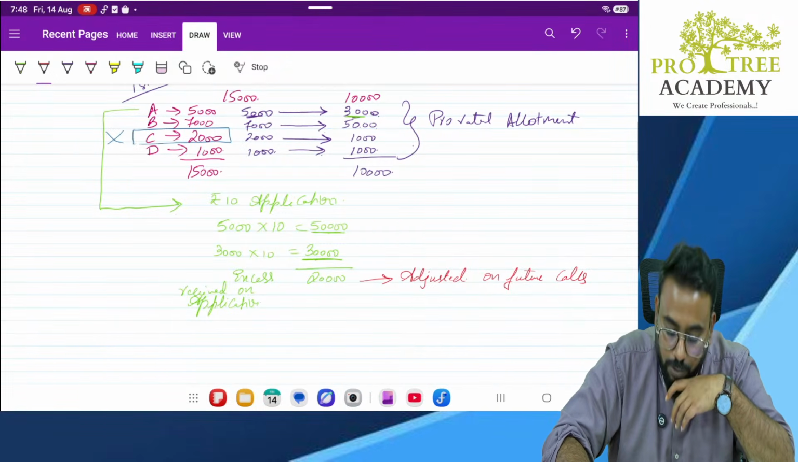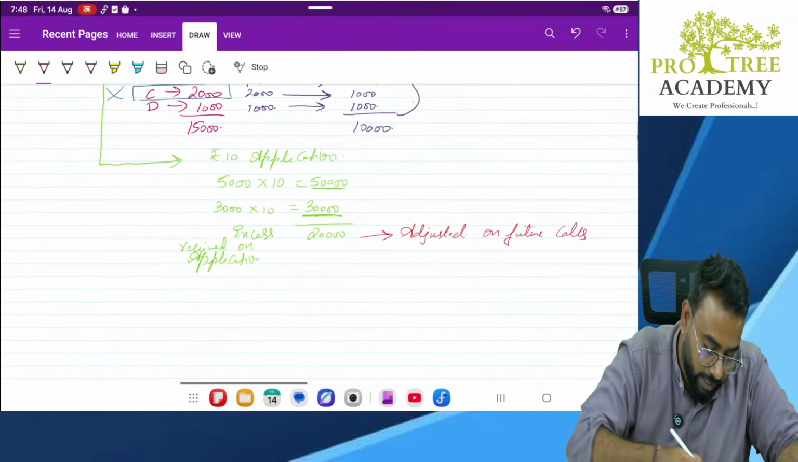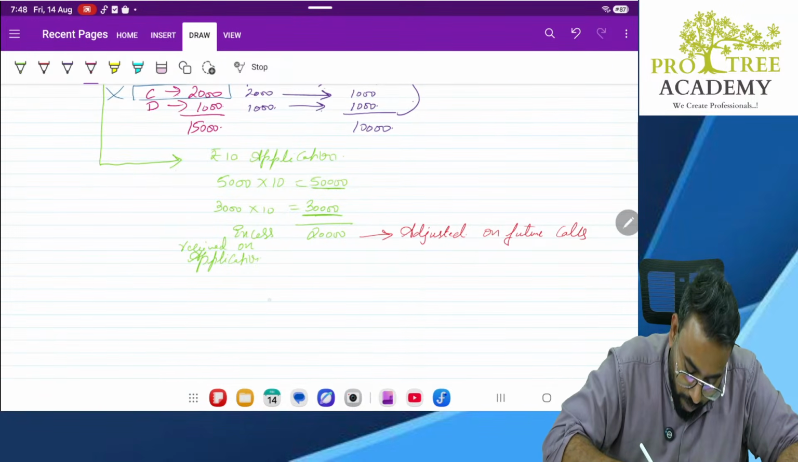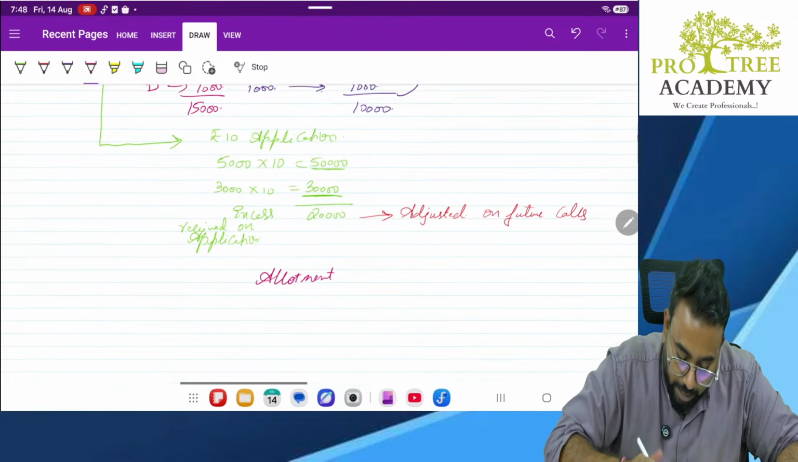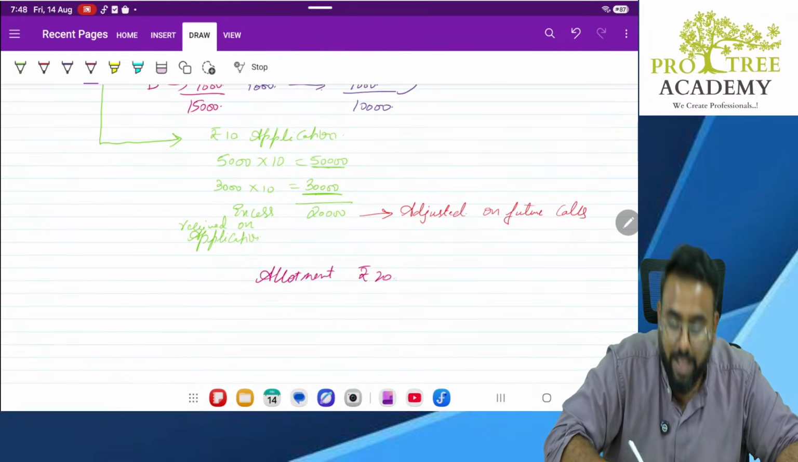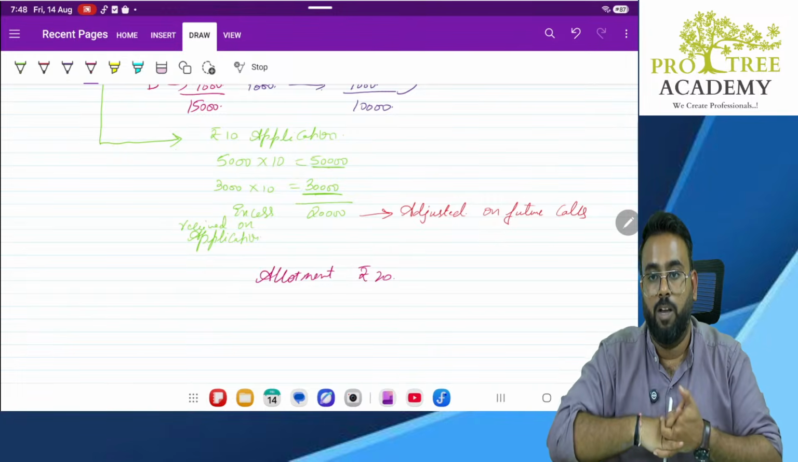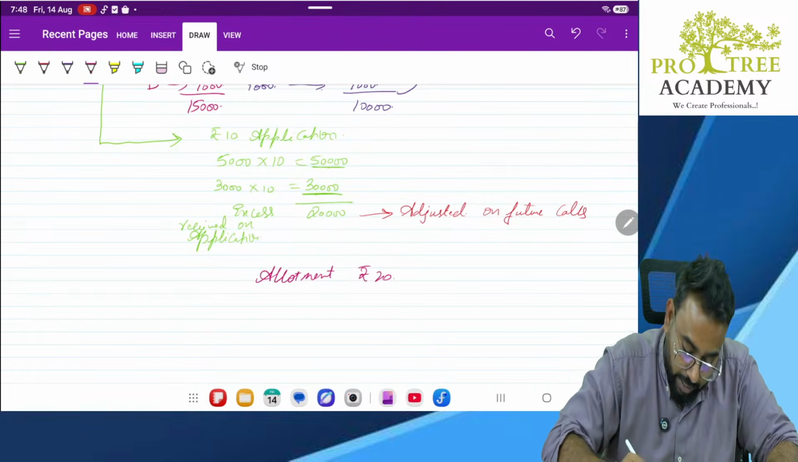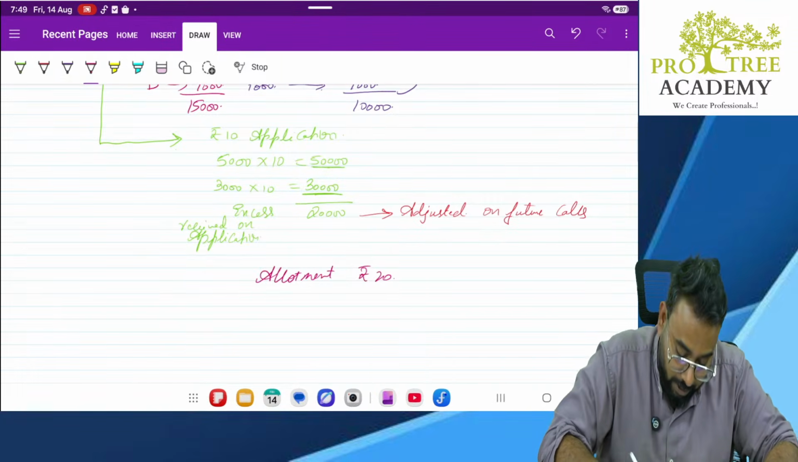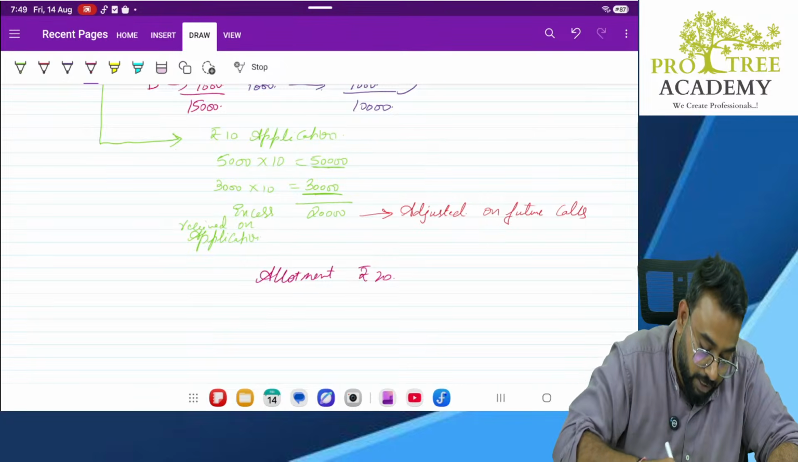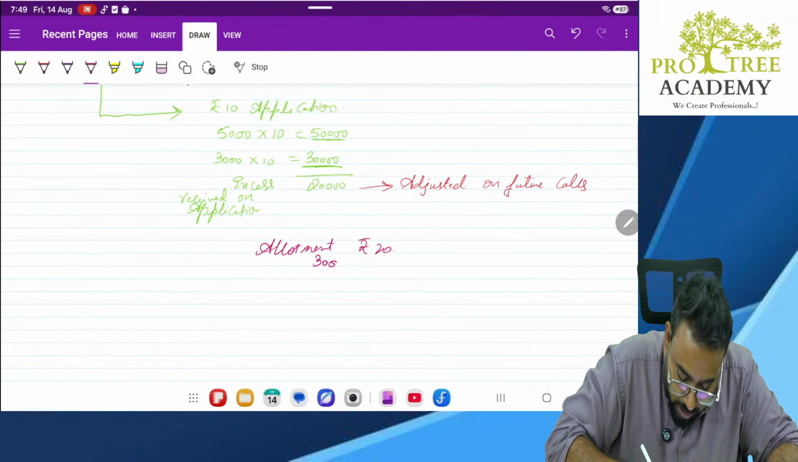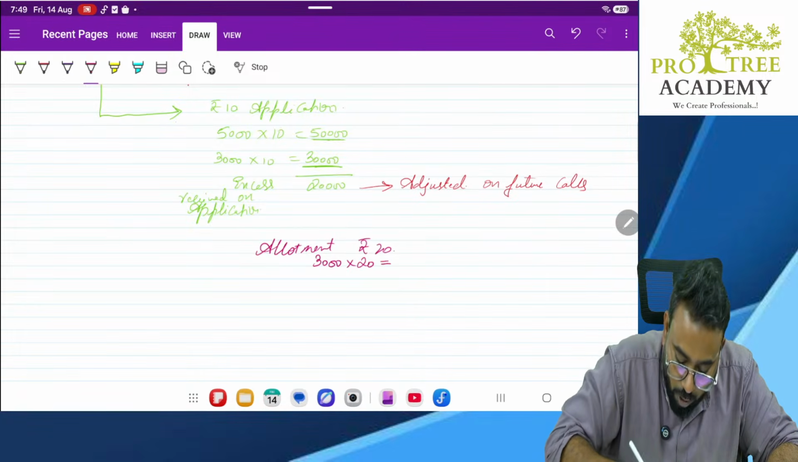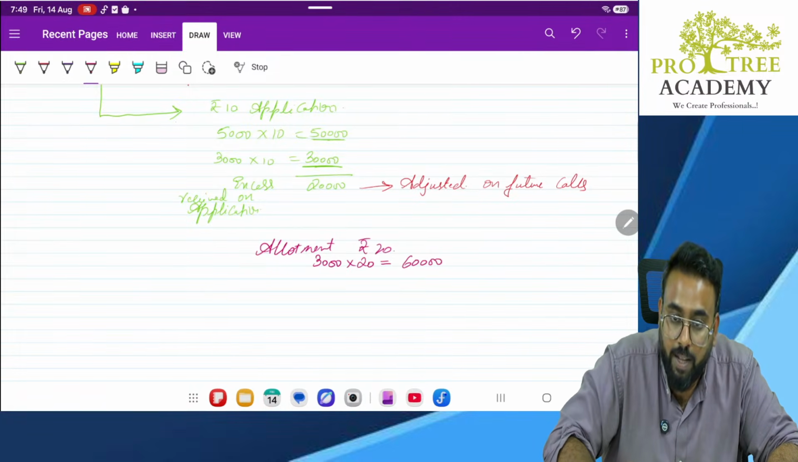Clear? Future calls means simple, sir. When allotment happens, say allotment happens and I call for rupees 20. Correct? Yes sir, I called for rupees 20. Now how much does Mr. A have to pay? Mr. A has 3,000 shares. He has to pay 20 rupees, so how much should he pay? 60,000, sir. 60,000 he has to pay.